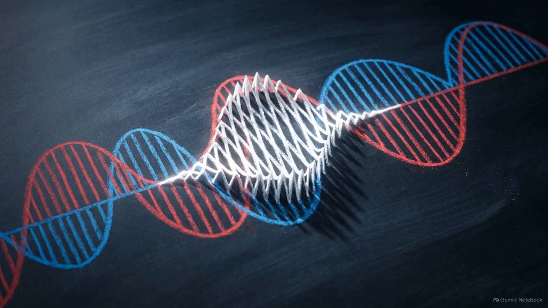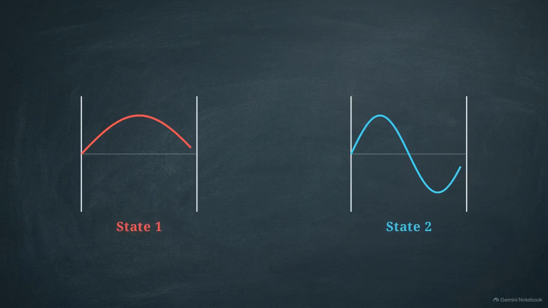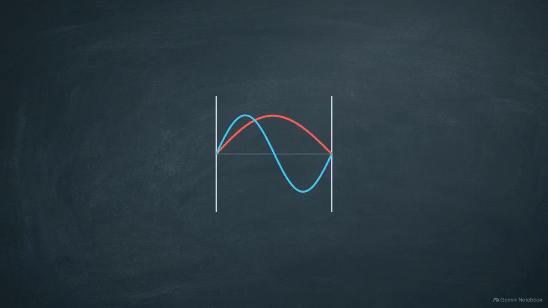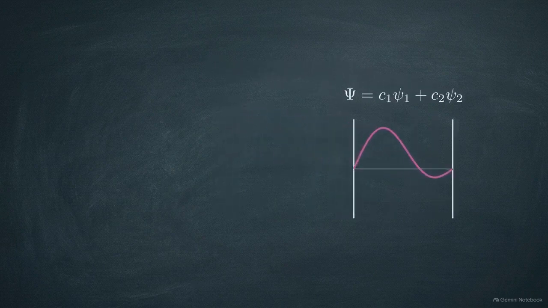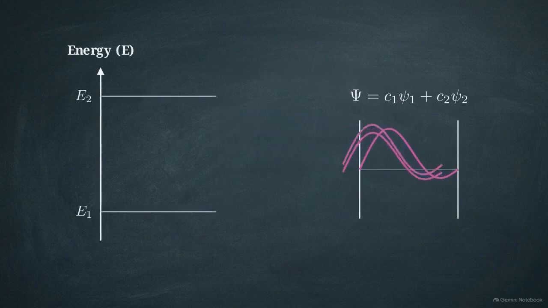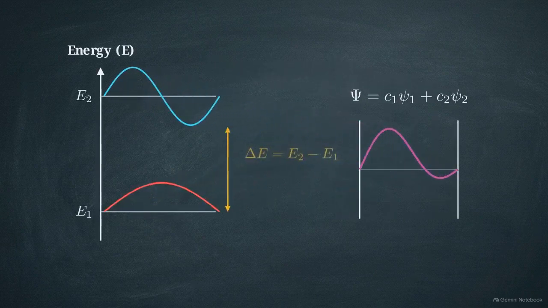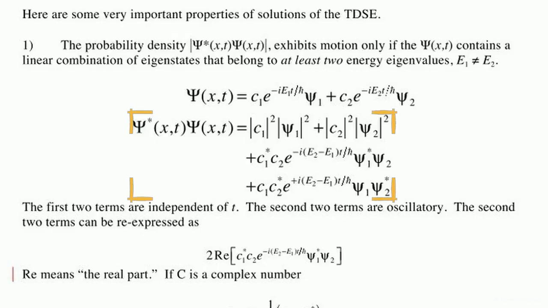To generate an observable probability density that evolves over time, the system must occupy a linear combination of different energy states simultaneously. We construct this through a superposition state, a linear combination where two different stationary eigenstates exist at once. For this interference to result in movement, the two states must belong to different energy eigenvalues. This four-term expansion reveals the probability density for a two-state system.